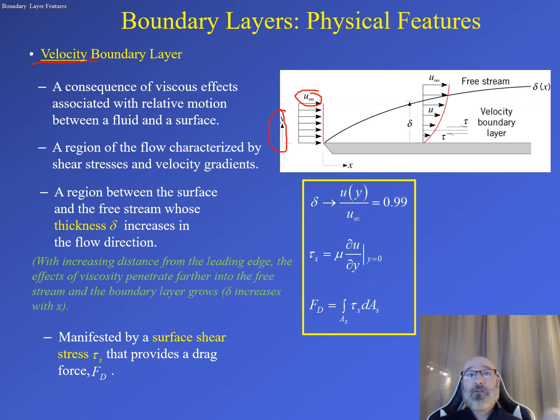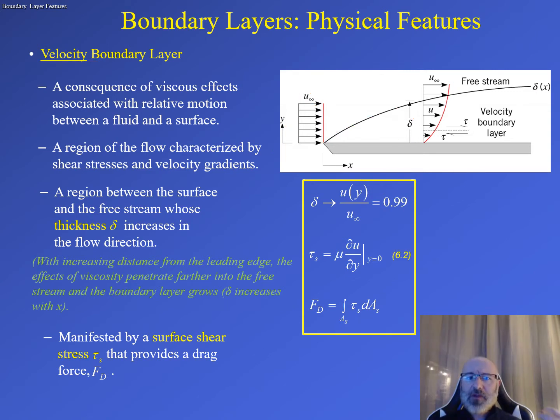So now as we get a further distance away from our leading edge, we're going to see that the effects of the viscosity penetrate farther into the free stream and the boundary layer grows. So what we can say is that our delta right here is going to increase with x, and we can see this in the shape of that velocity profile right there. And this is our term, delta with respect to x.